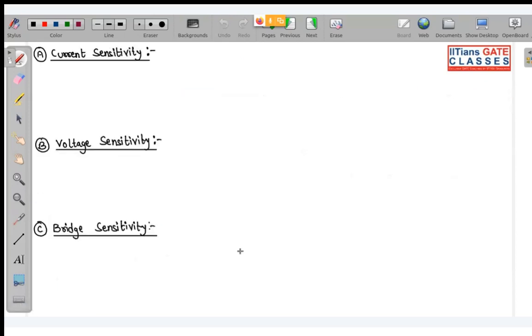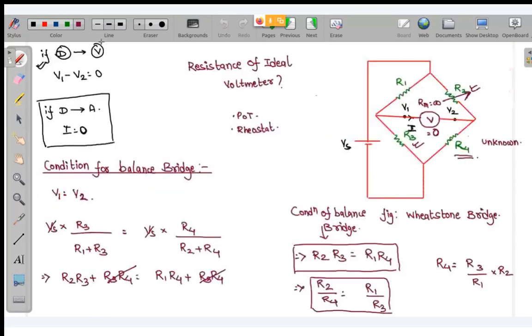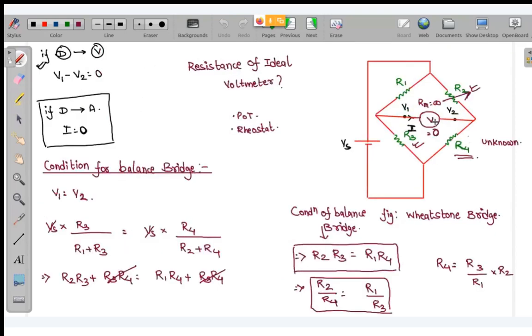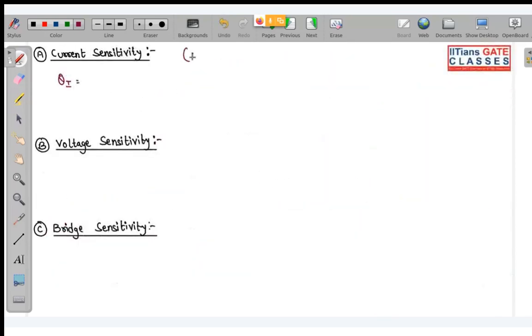Now in your Wheatstone bridge, we have three kinds of sensitivity. The first is your current sensitivity, defined as theta I. If your detector is an ammeter, then this will be equal to the detector current. Input is what?